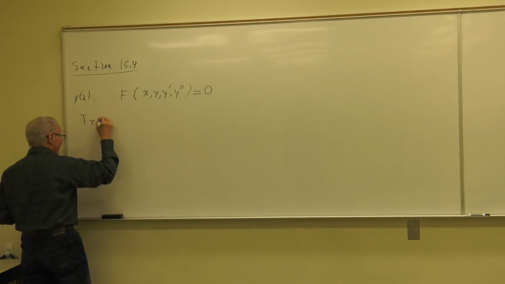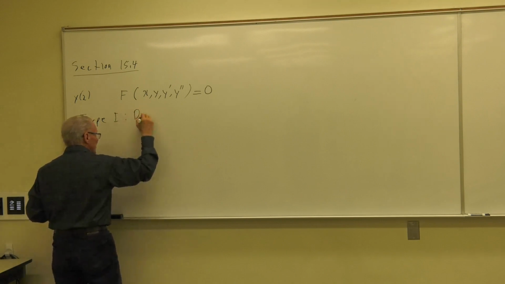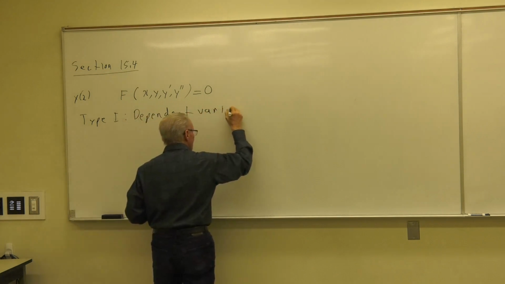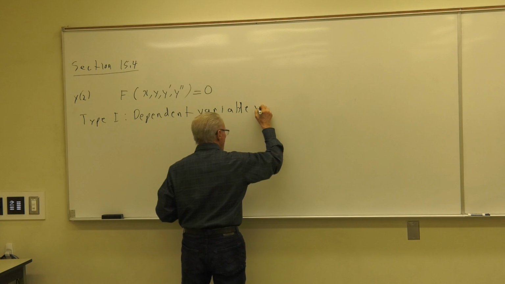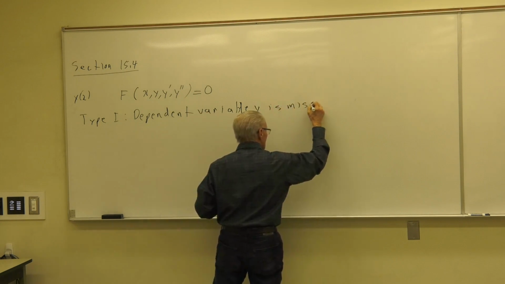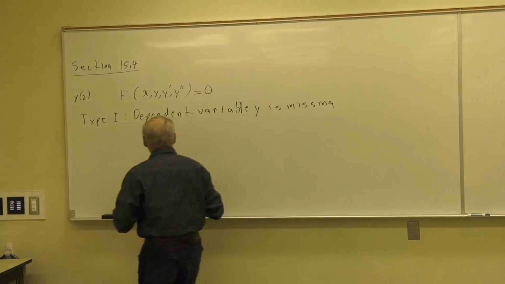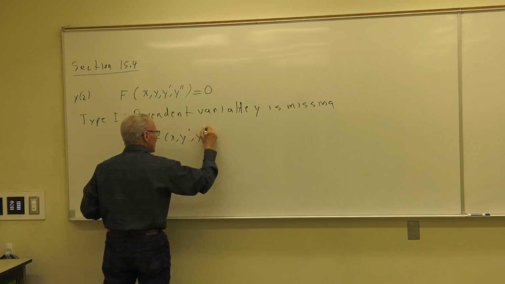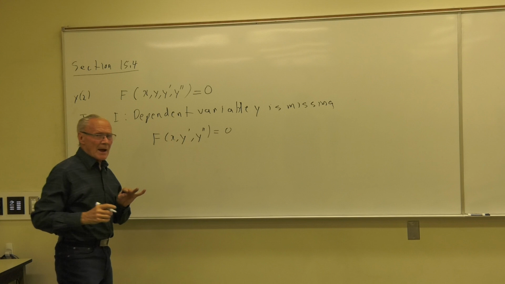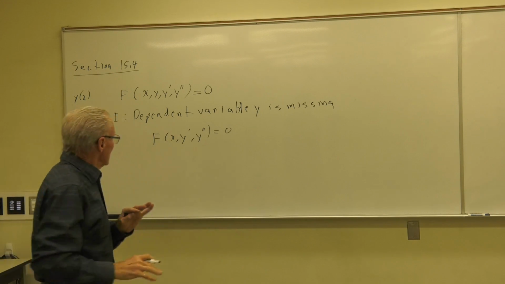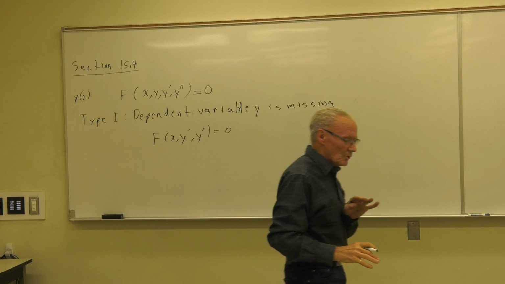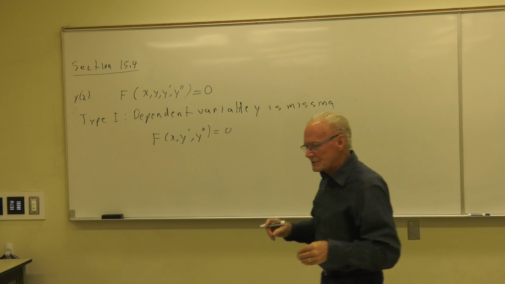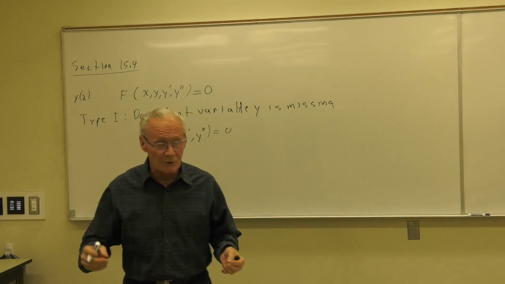Type 1. Dependent variable y is missing. So when you look at the differential equation, all you see are x's, y primes, and y double primes in it. You don't see y all by itself. So that kind of differential equation can be reduced to a pair of first-order equations, and we do have some experience in solving first-order equations.